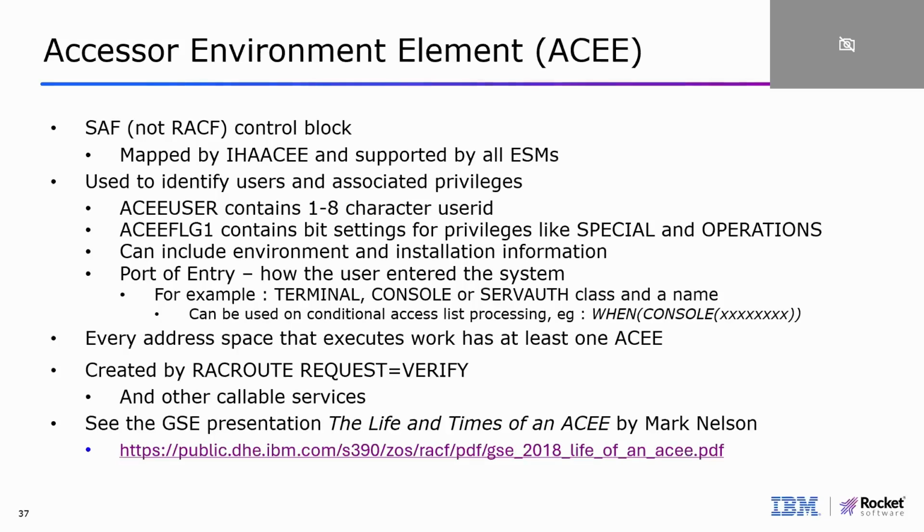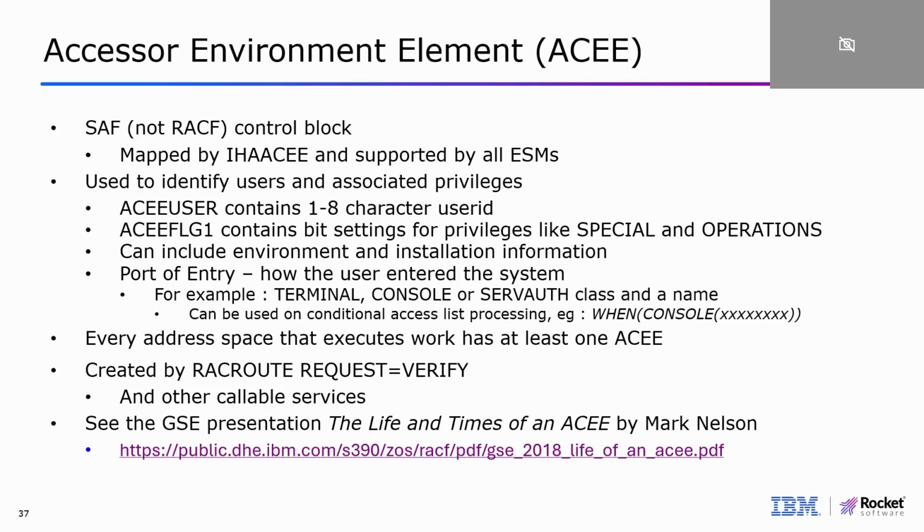Identity and authorization. When you successfully authenticate to z/OS, you are going to have something called an Accessor Environment Element control block, an ACEE, built on your behalf. This is actually owned by the SAF component, not RACF. There is a mapping macro for this, IHAACEE, and it's supported by all of the ESMs: RACF, ACF2, Top Secret. I believe that ACF2 and Top Secret might not populate all the fields that RACF does. I'm pretty sure that they don't. But there are certain common fields that will be specified.